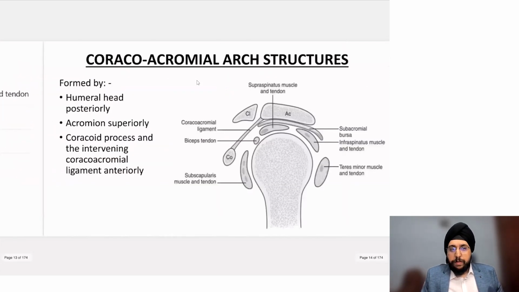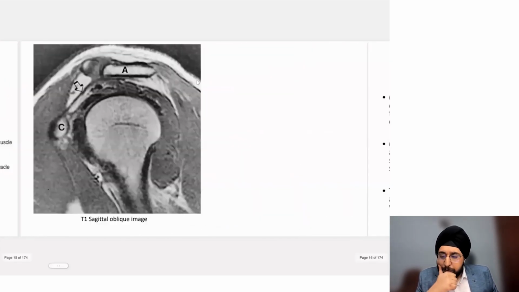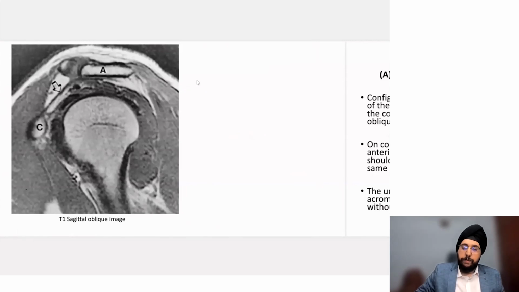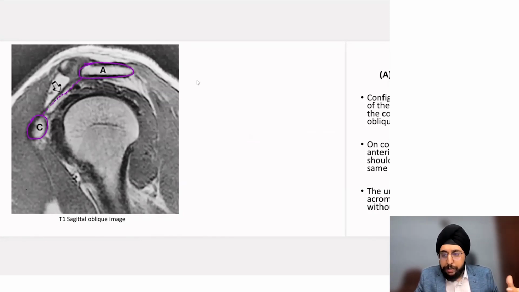This is an MRI image, sagittal oblique, T1 weighted. Here is the coracoid process. This is your acromion. The band connecting the coracoid and acromion is the coracoacromial ligament, or the anterior boundary of the coracoacromial arch. This here is your subscapularis. This is your humeral head.